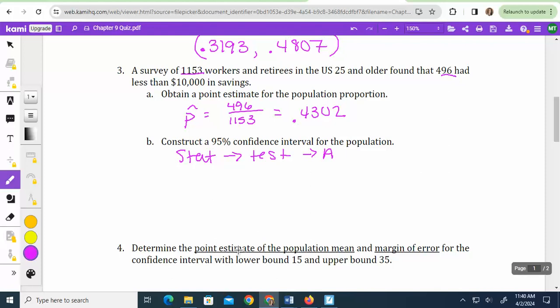Do we have an n? Yes, 1153. Confidence level? 0.95. So let's calculate. And we get 0.4016, 0.45876. And so when in doubt, just go into one and look. The prompts, if you don't have the information, that probably means you went into the wrong one.